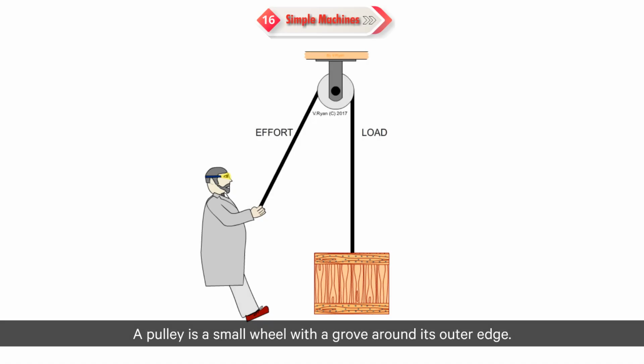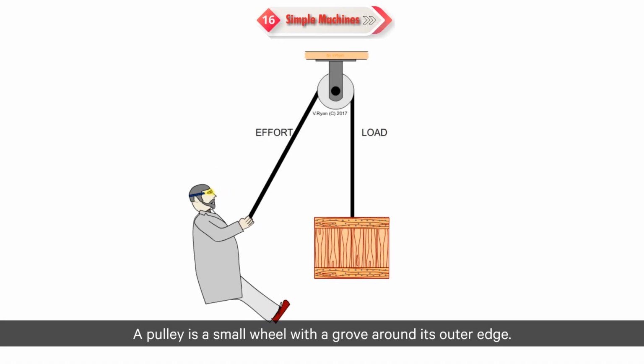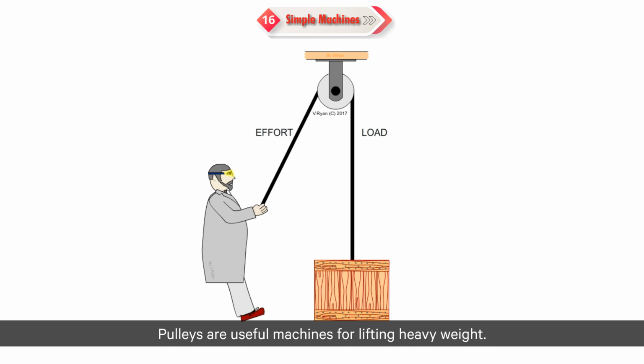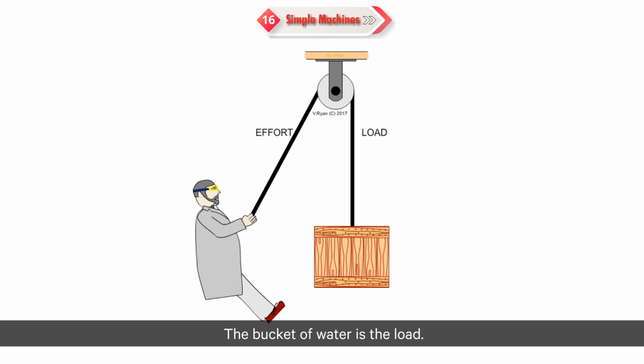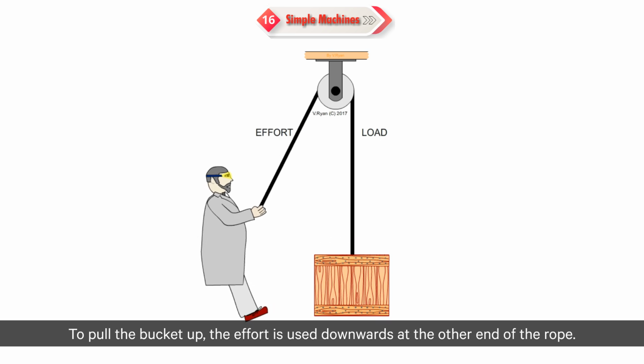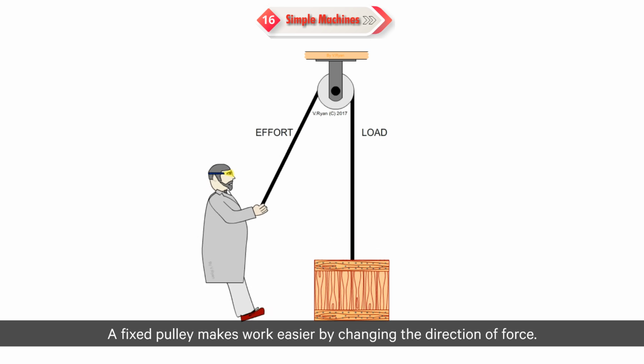Pulley. A pulley is a small wheel with a groove around its outer edge. Pulleys are useful machines for lifting heavy weights. There are 2 kinds of pulleys. Fixed pulleys are those which use a single wheel. The lady pulling water out of the well is using a fixed pulley. The bucket of water is the load. To pull the bucket up, the effort is applied downwards at the other end of the rope. A fixed pulley makes work easier by changing the direction of force.